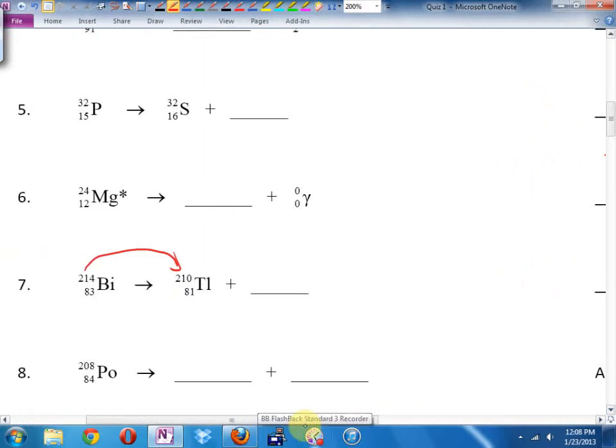Number 8, I told you was an alpha. So number 8, you're going to get the marks for filling in each blank. So now let's go back and see if we can fill in the blanks.